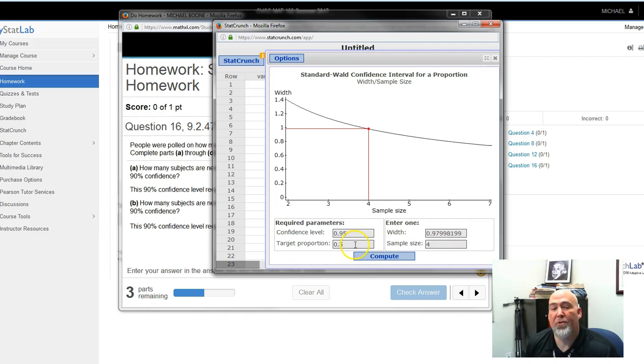Your confidence, your target proportion, if that's believed to be known from the past, you would type that in here. If you have no idea what the percentage would be, you guess 50%. We talked about that in class last Tuesday.